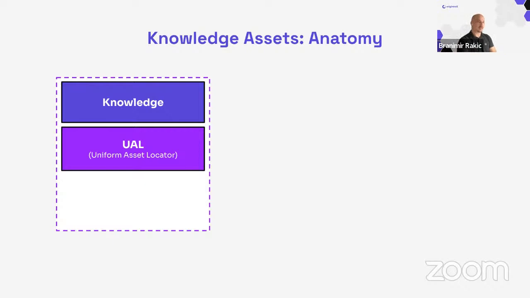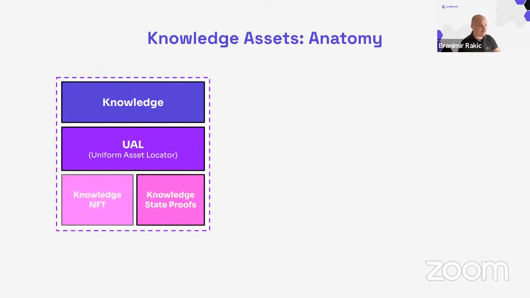So there's no need to trust any party or even a DNS-like system, which is centralized. Rather, your own computer is able to actually fetch the right records from the right decentralized network, such as blockchain and the DKG. And with this information from chain, which is the knowledge state proofs, like I mentioned, the changes of the state of the actual knowledge asset, and the knowledge NFT, you can basically encapsulate the entire knowledge assets.